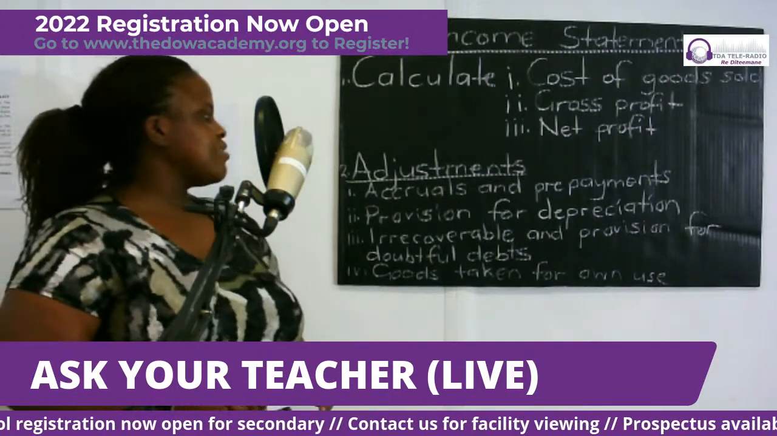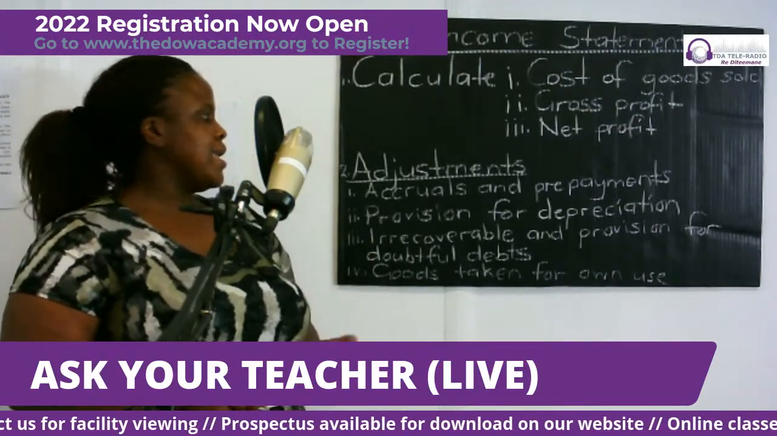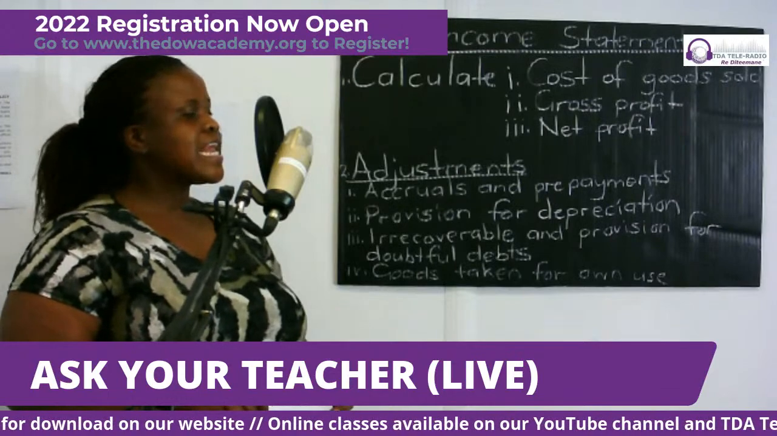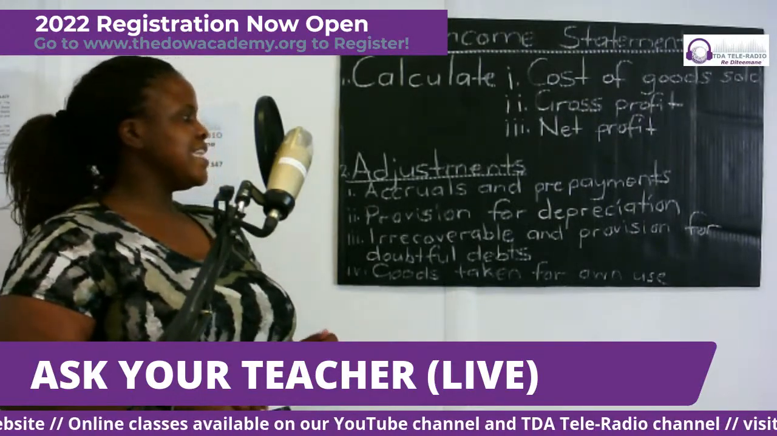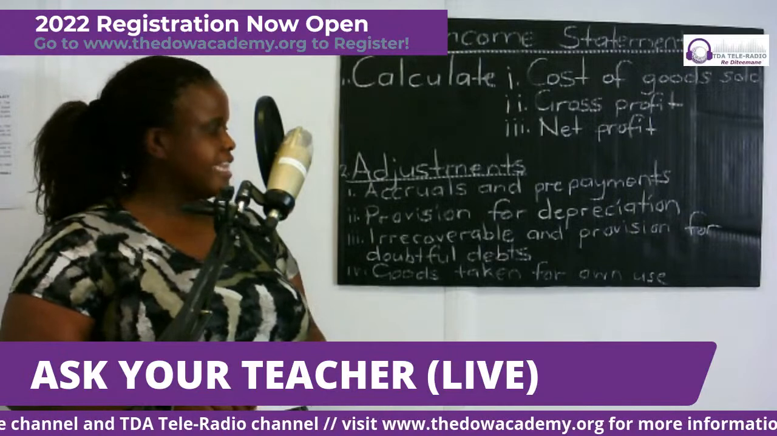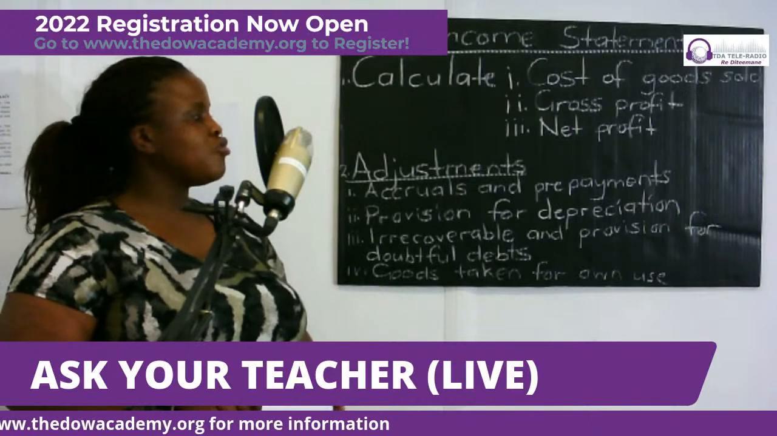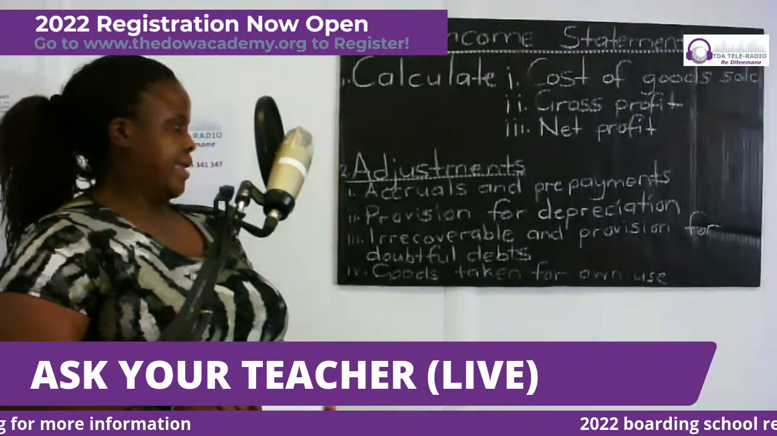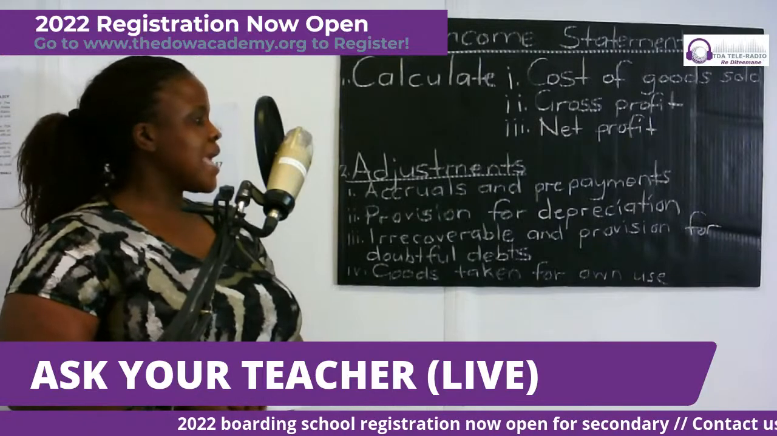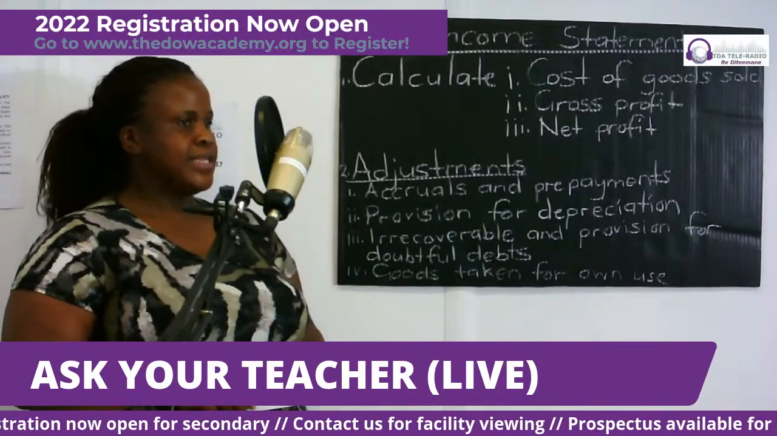And then the last adjustment is irrecoverable debts and provision for doubtful debts. Remember, irrecoverable debts are an expense to the business, a debtor who has failed to pay. We're expecting an income from that debtor, and then the debtor fails to pay. That is an expense to the business. And then we make a provision for irrecoverable debts, a provision for doubtful debts. Some debtors may fail to pay, so we make a provision for them because we do not want to overvalue our asset debtor. And lastly, if there are goods taken for own use by the owner of the business, we should also make adjustments for them. We should subtract them from the purchases.